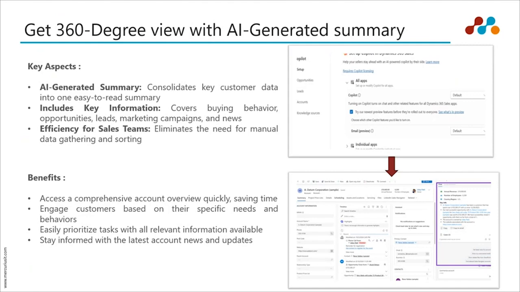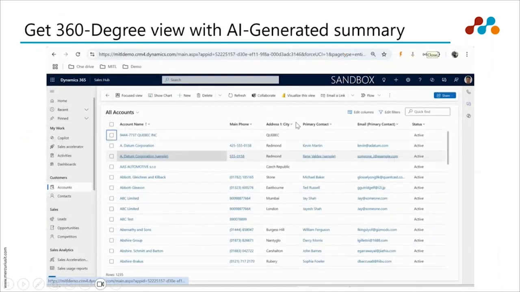This will help the sales representative eliminate unwanted time going through scattered data and manually compiling it. Instead, the representative can get a comprehensive account overview, enabling them to prioritize their tasks against that specific account and engage with the customer in a more personalized manner. Okay, so how to get this feature enabled and how this particular account summary gets generated, we will see in a short demo.